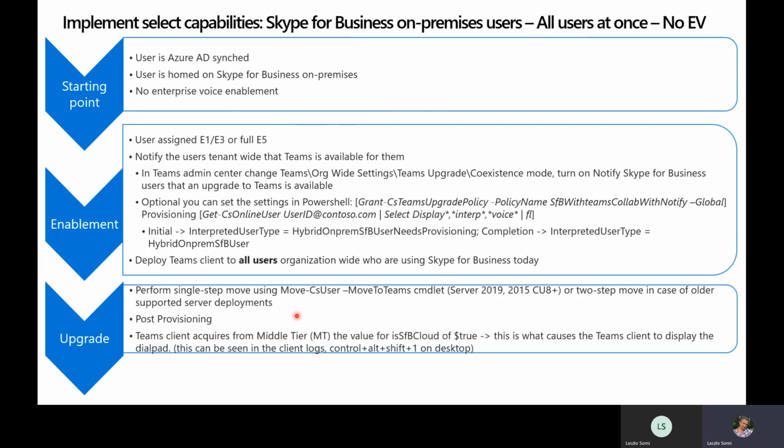Perform a single step move from on-premises to online and to Teams directly. Once this provisioning happens, post-provisioning, the Teams client will pick up from the middle tier a change that the Grant-CsTeamsUpgradePolicy was applied for the user, and they will restart the client and they will be in the Teams only mode. Very straightforward for the user.